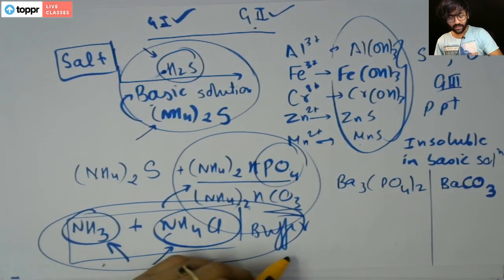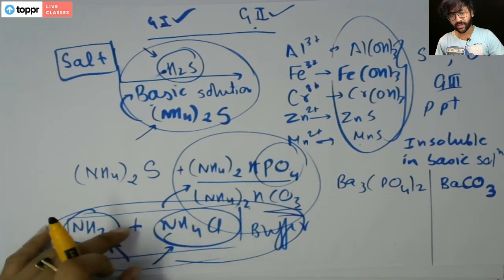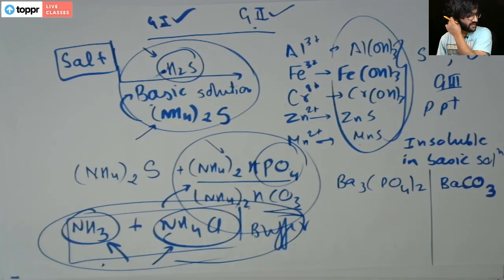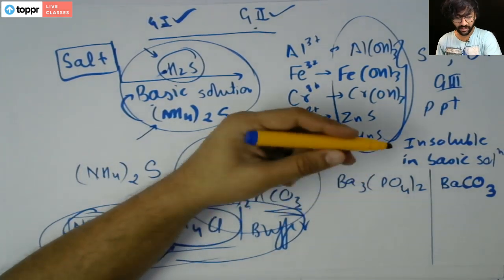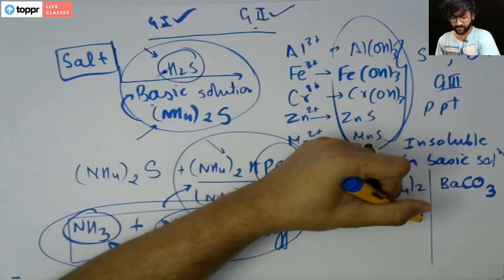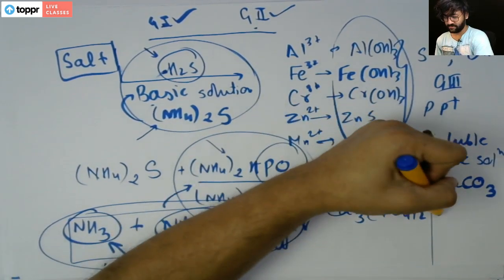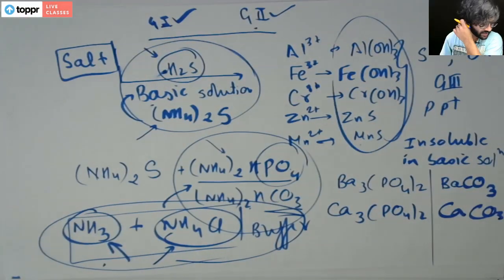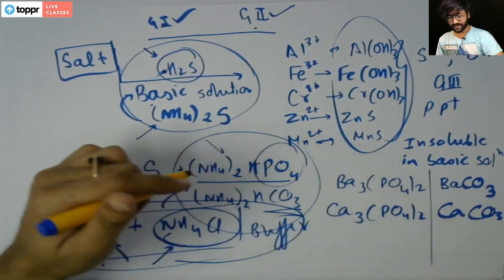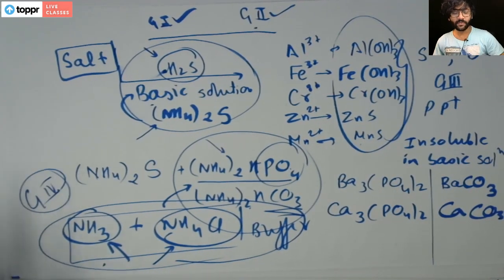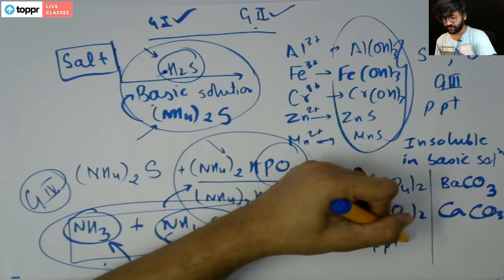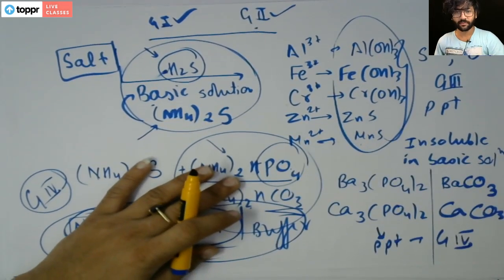Now here what we have to remember: in the buffer solution of ammonia and ammonium salt, that is ammonium chloride, we add a hydrogen phosphate or a hydrogen carbonate, and if it gives us a precipitate here, like for barium it's this, for calcium it might occur as calcium phosphate similarly, correct? And for carbonate it will be calcium carbonate. There can be strontium salts, there can be magnesium salts. If they precipitate out here, this confirms group 4. So this was all group 4, these are the precipitates for group 4.